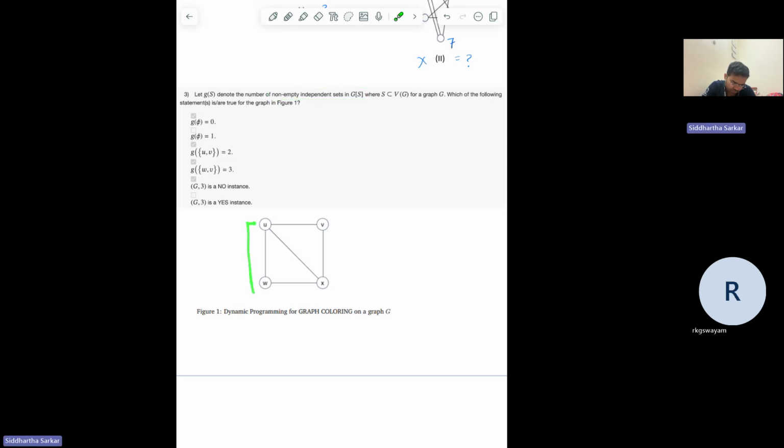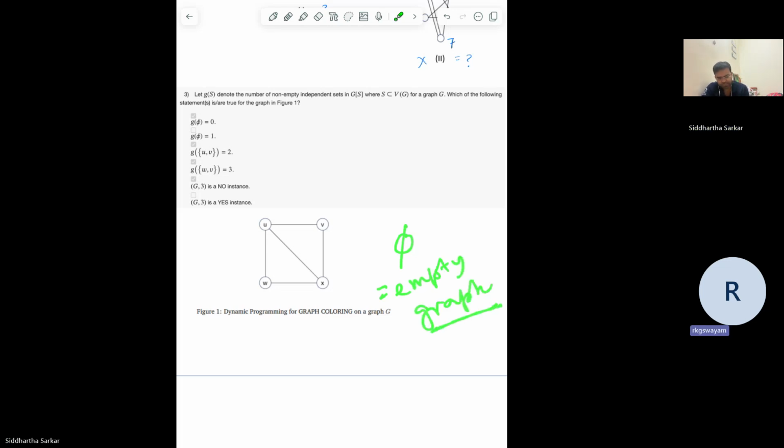So this is my graph. Like in the case wherein we do not consider any vertex, say phi. So what's the meaning of phi here? That no vertex is given to us. So in this case, there does not exist any non-empty independent set. Therefore, this value is zero for sure. That is correct.